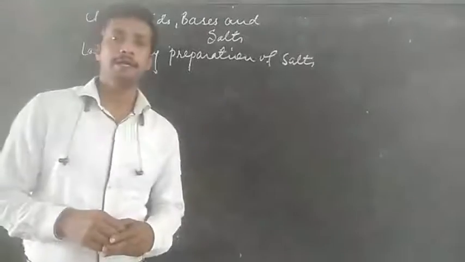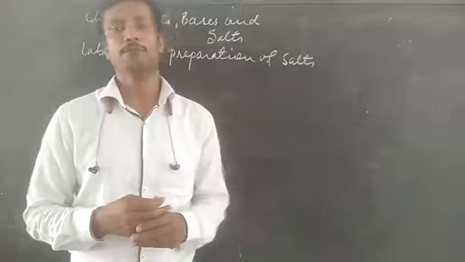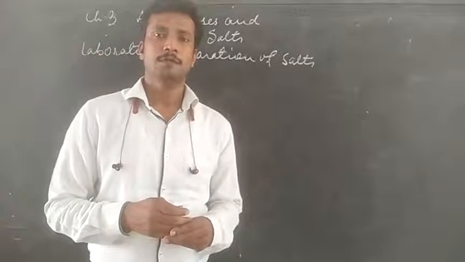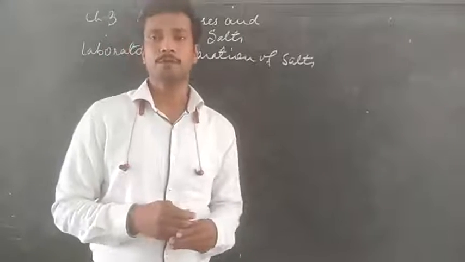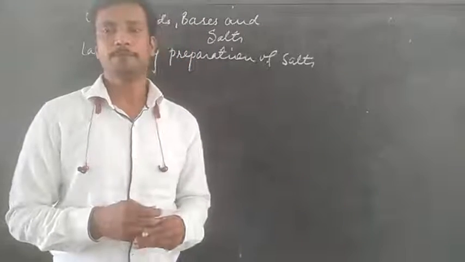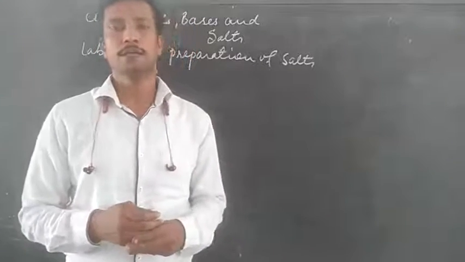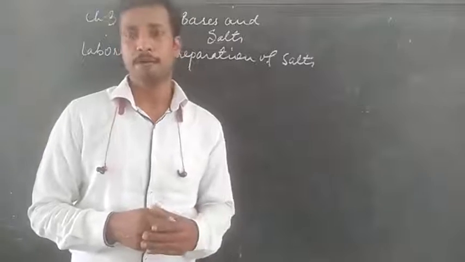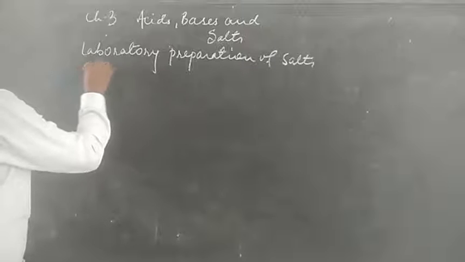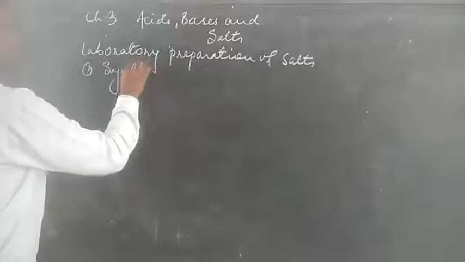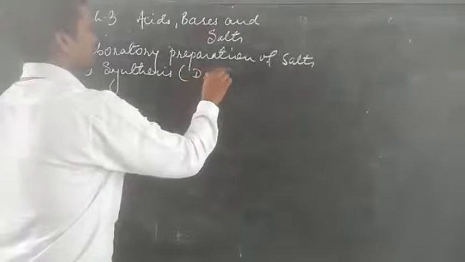So when we are preparing salt in the lab, there are various things that we have to take care of. The method should be quite safe. The salt so formed should be viable. Some suitable methods we are going to see in order to prepare salt in the lab. So the first method is synthesis, which is called direct combination.